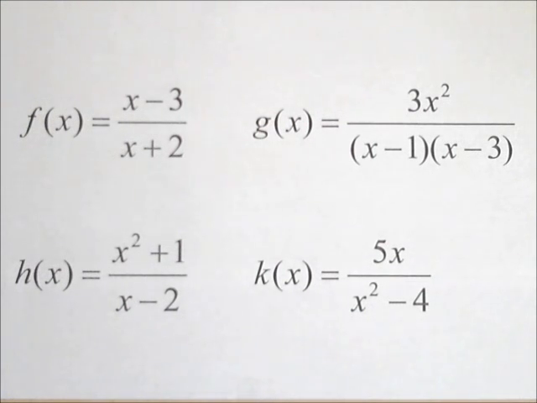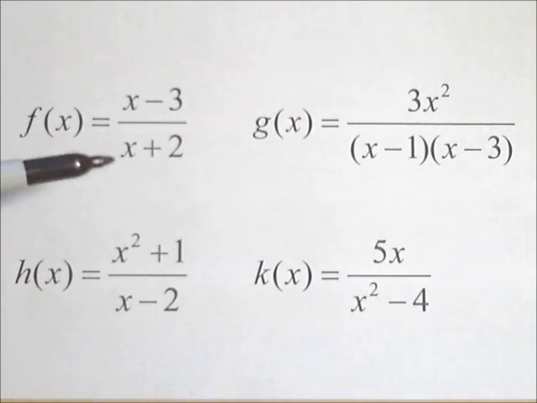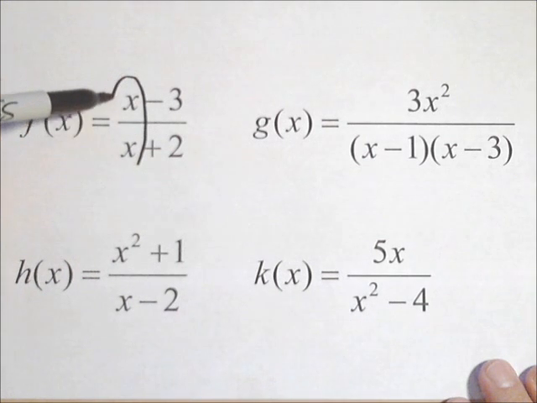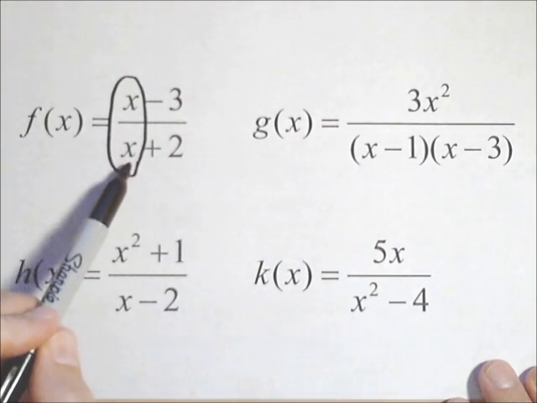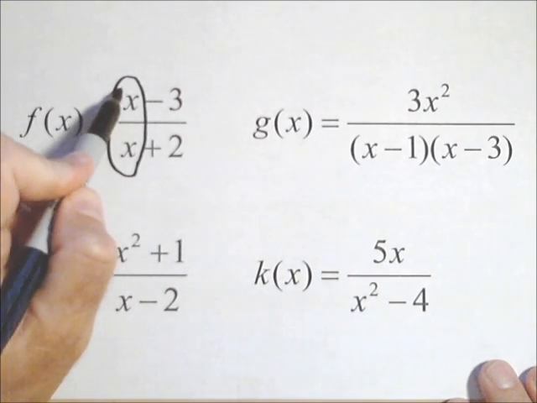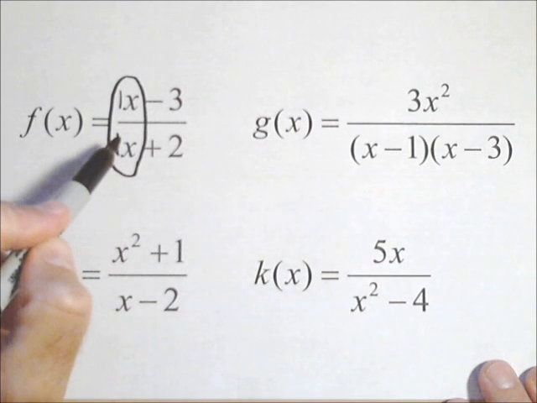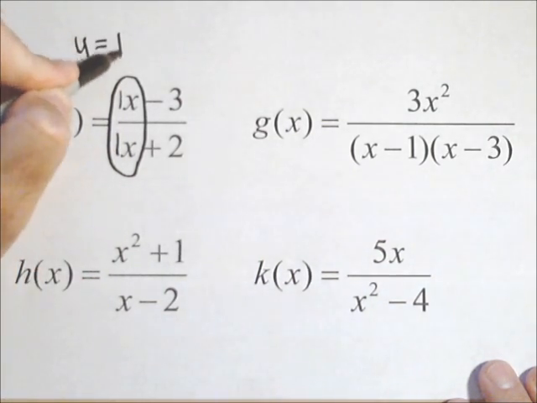So, example number 1, f of x is x minus 3 over x plus 2. So we want to look at their lead coefficients, their leading terms. Both of these have the same degree. So it's going to be at the ratio of their coefficients. So 1 and 1 are the coefficients. So this is a horizontal asymptote at y equals 1.